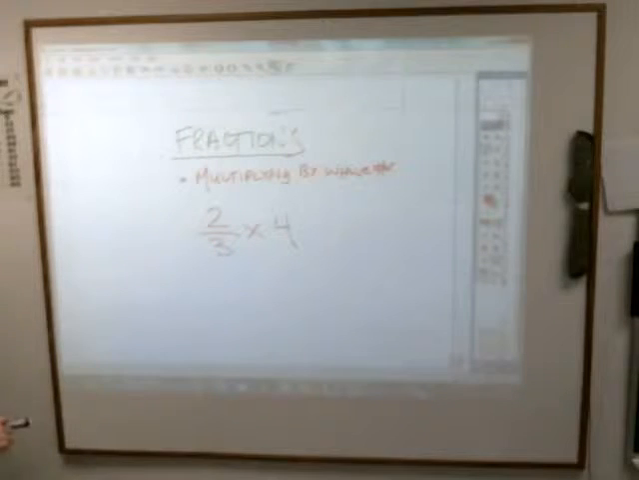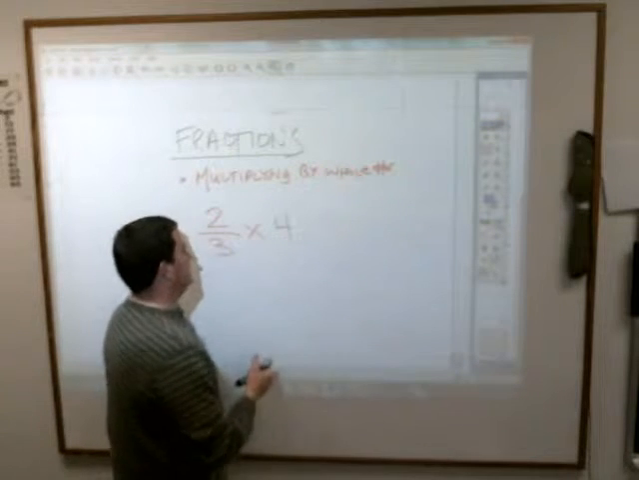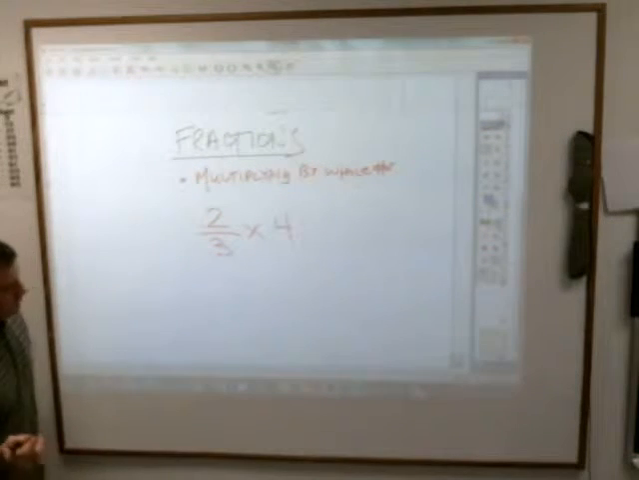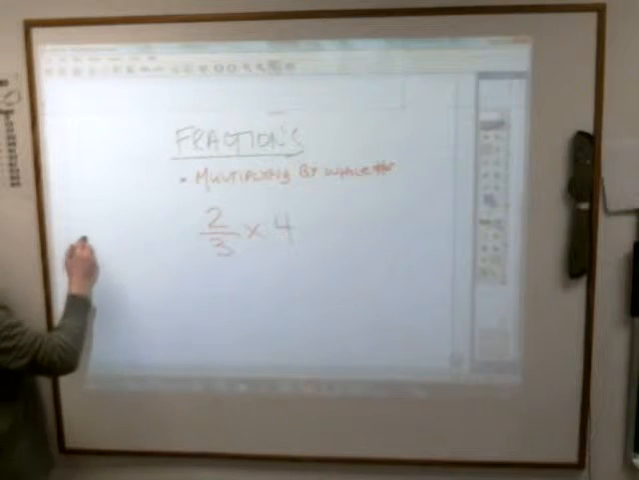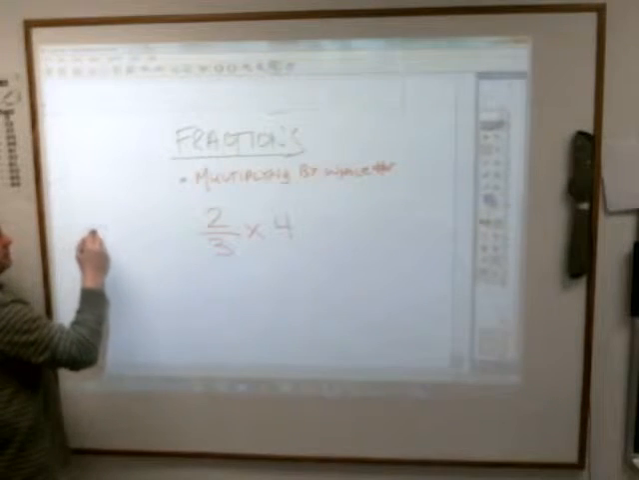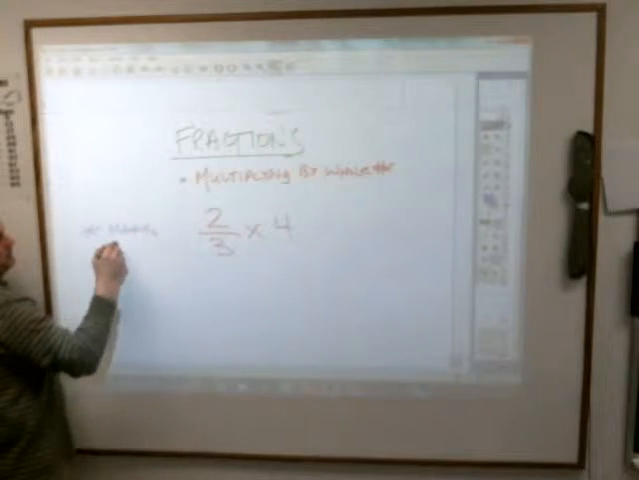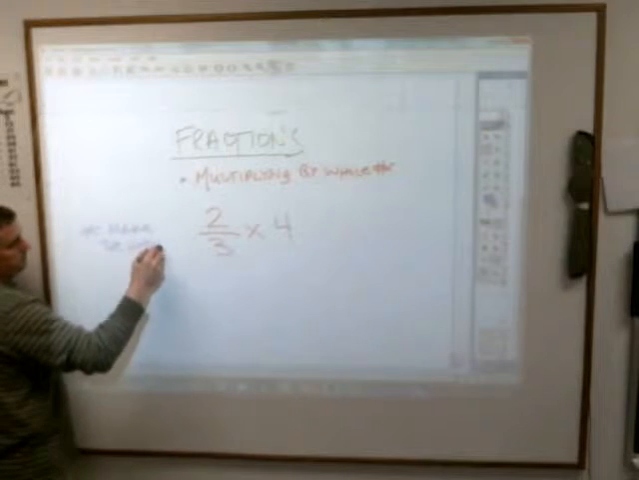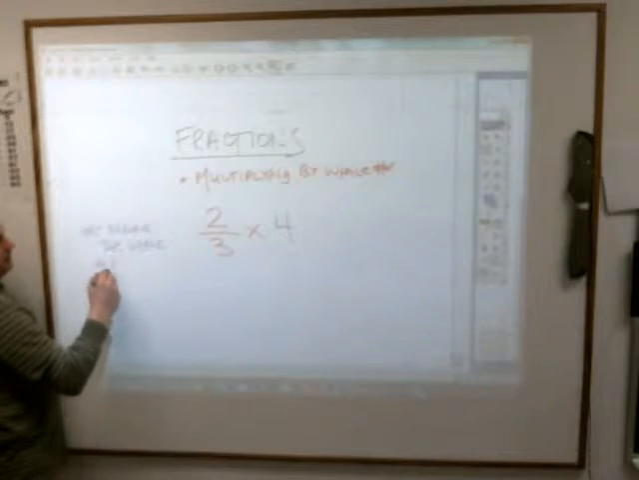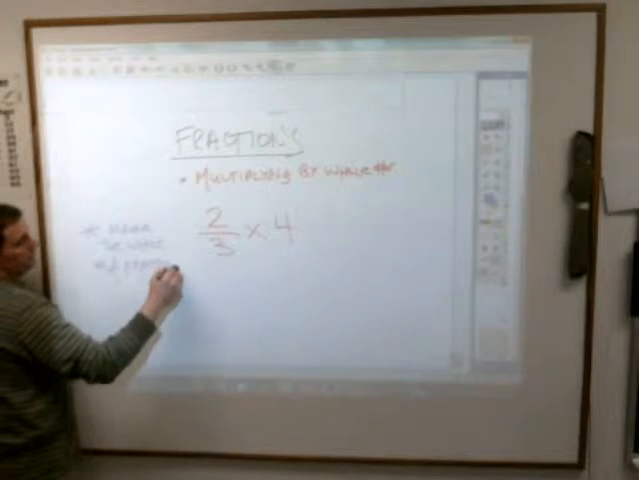It's probably not the most logical thing because I see kids sometimes multiply the 2 times 4 and then the 3 times 4. That's not really what you do. Okay, what you have to do is this. Put your little asterisk star here. You have to make the whole number a fraction by doing what? How do we make whole numbers fractions?